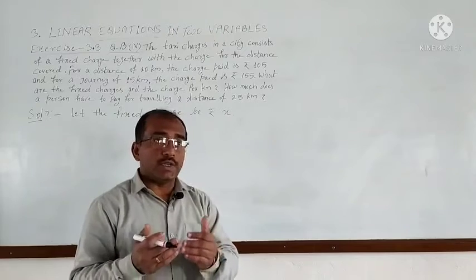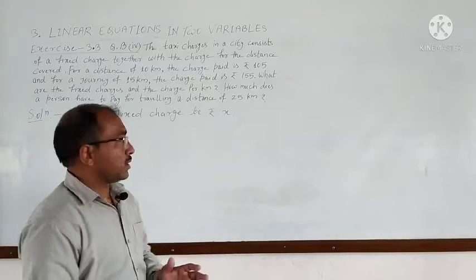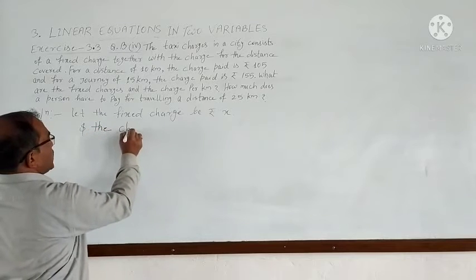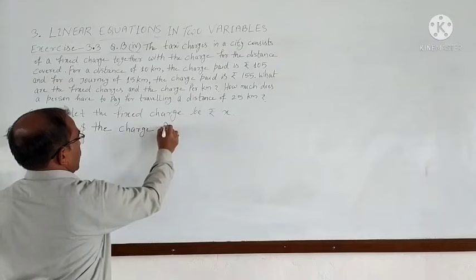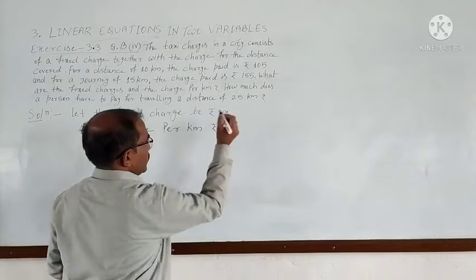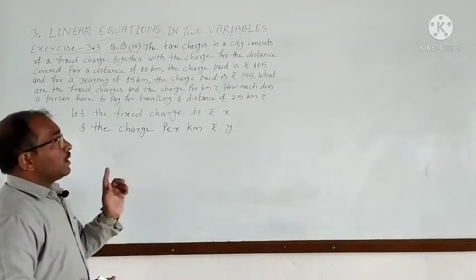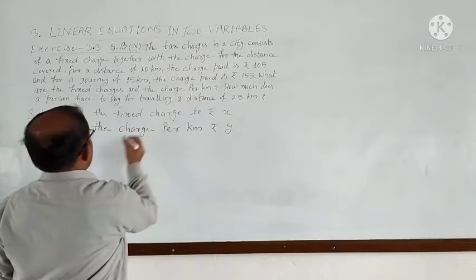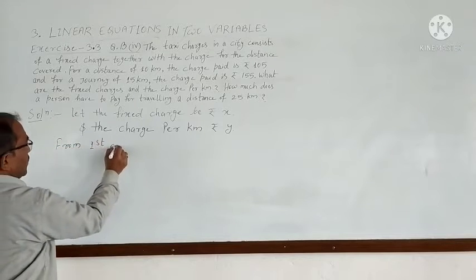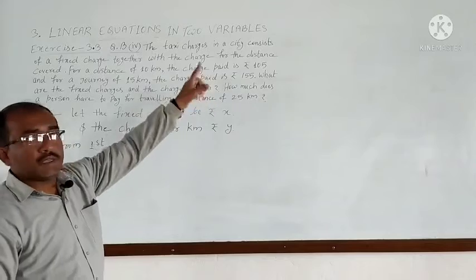Now, according to the distance travelled by a person, the fare will be paid. Let us start. The other unknown is the charge per kilometer. Let the charge of the taxi per kilometer, which we also do not know, be Y rupees per kilometer. The fixed charge is X. Now the first condition of the question says a man travels a distance of 10 kilometers and the charge paid is 105 rupees.